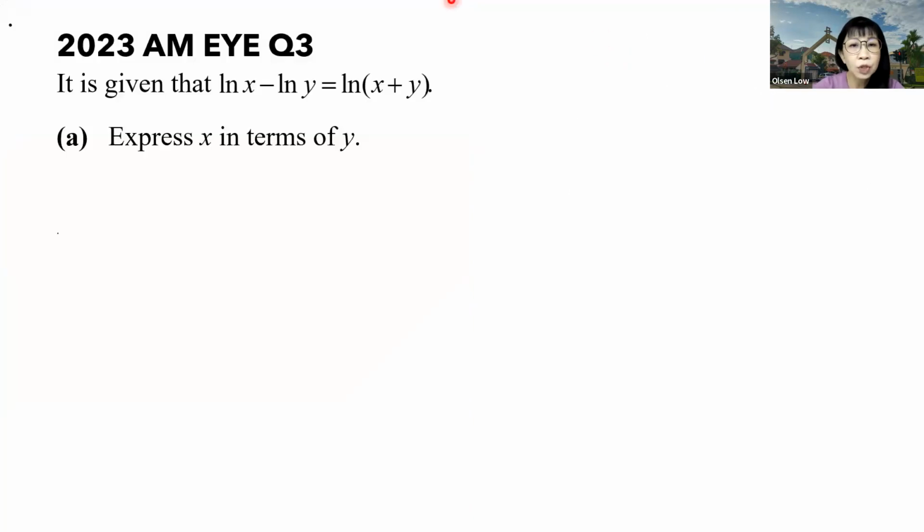So this is a question that we see in our end of the year exam papers, question 3. In this question, it is given that ln x minus ln y is equal to ln (x plus y). The first part of the question requires us to express x in terms of y. To do this, what we will need is basically to apply laws of logarithm.